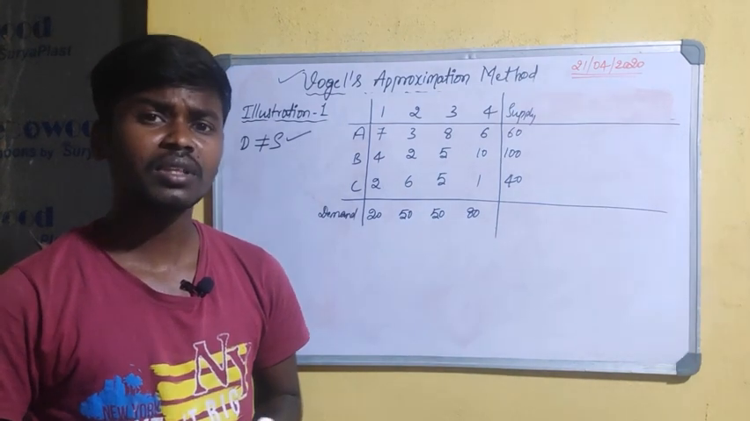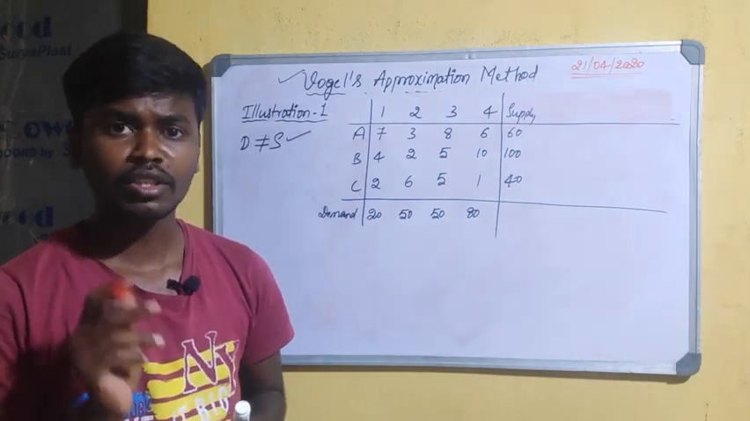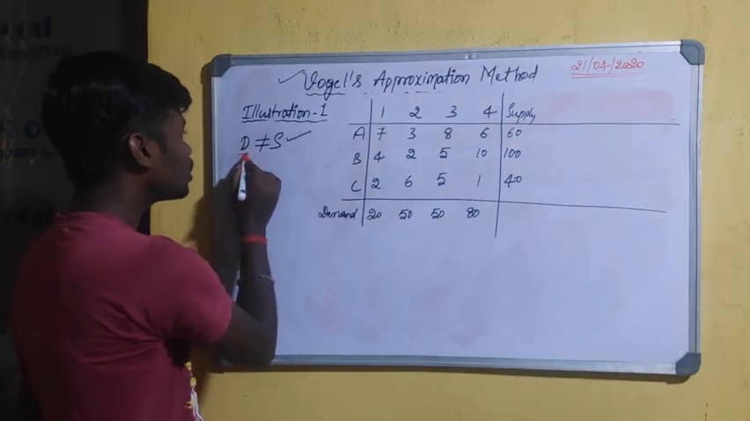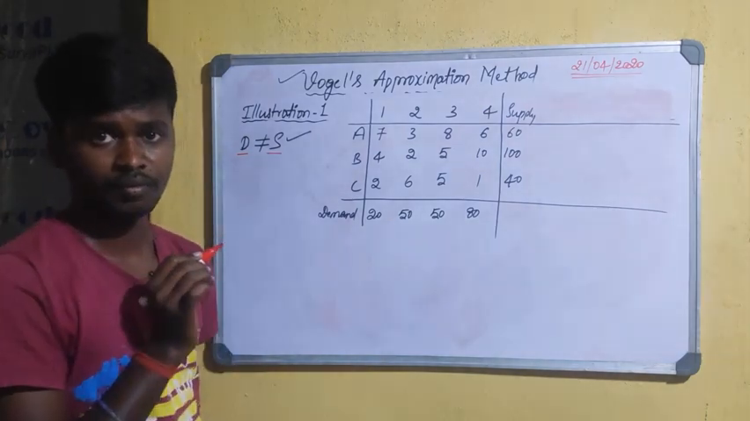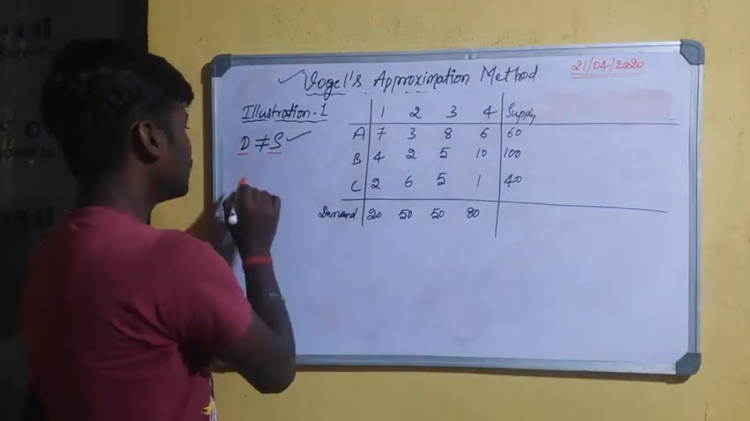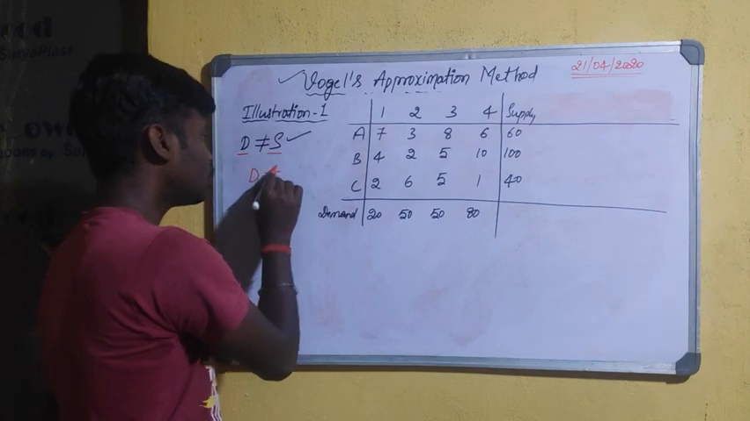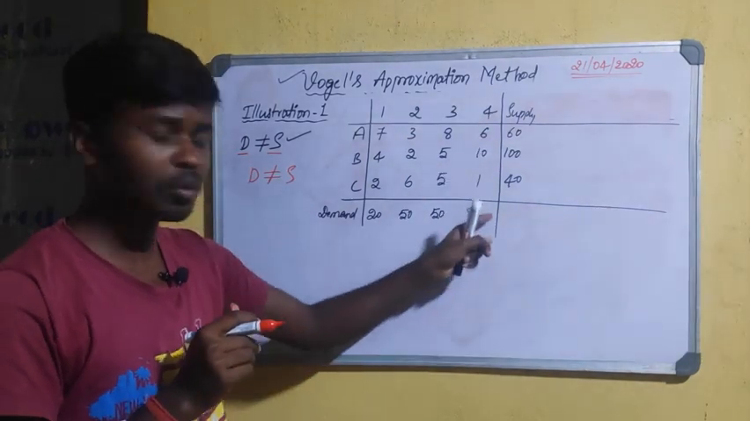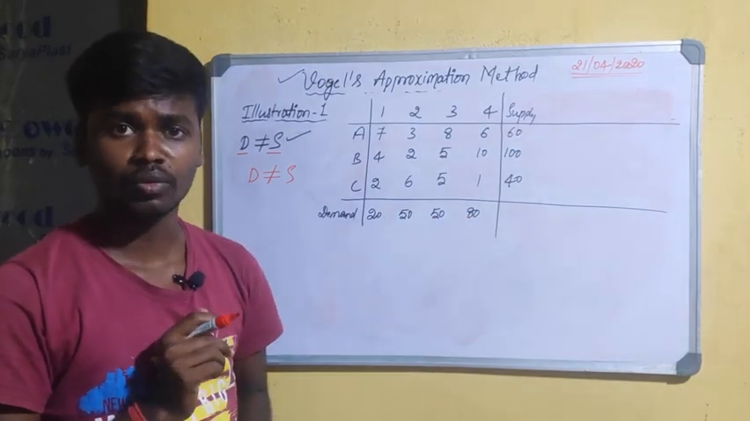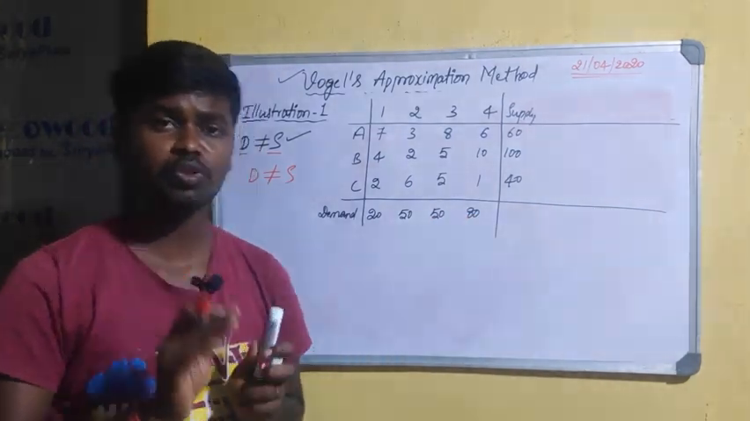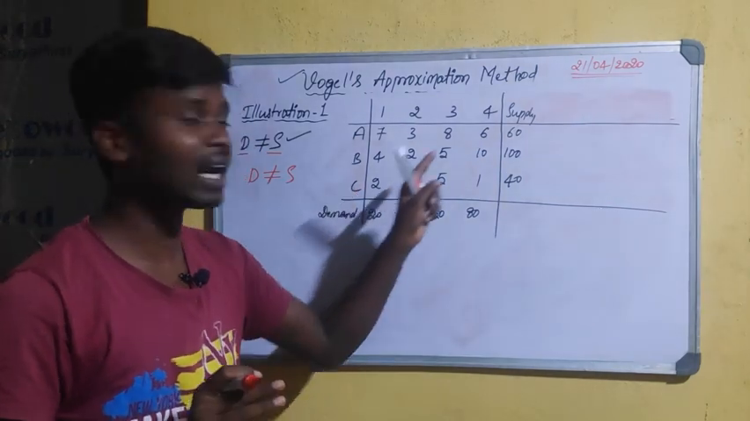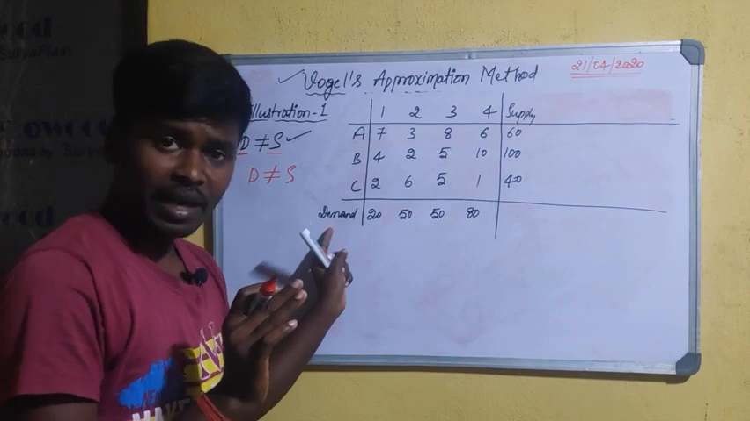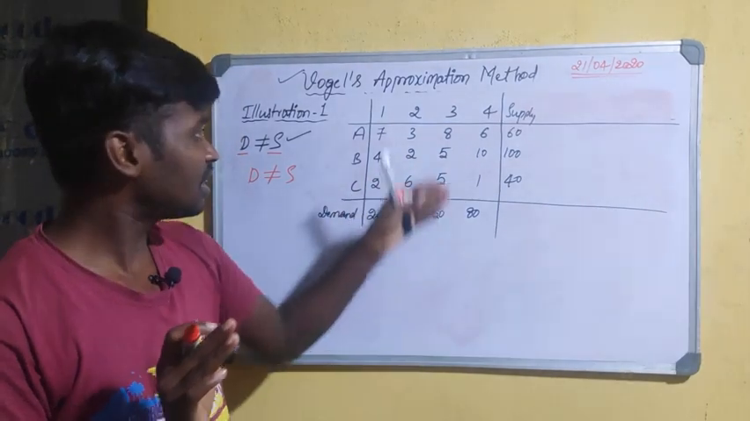In every such problem, in order to calculate the total transportation cost, first we have to see whether the demand is equal to supply or not. If it is not equal, then we have to add a dummy column or dummy row. To satisfy the demand and supply, first of all we should know whether the demand is equal to supply or not. Let's see in the problem.